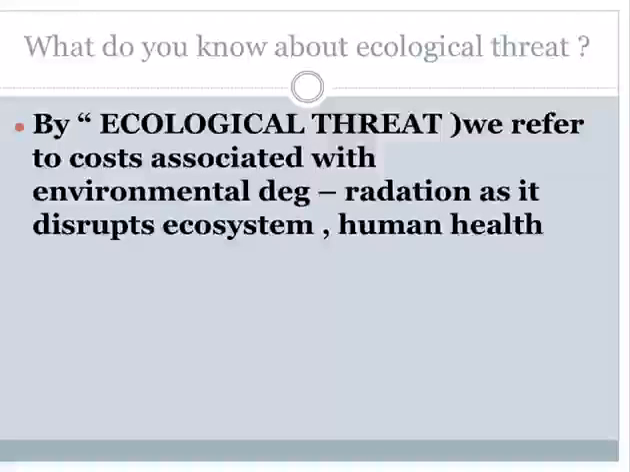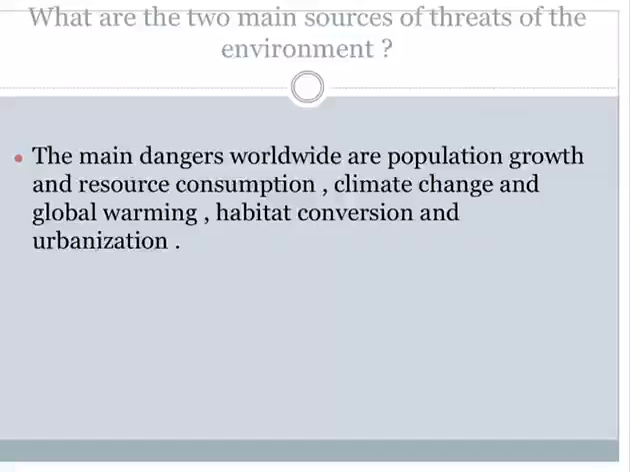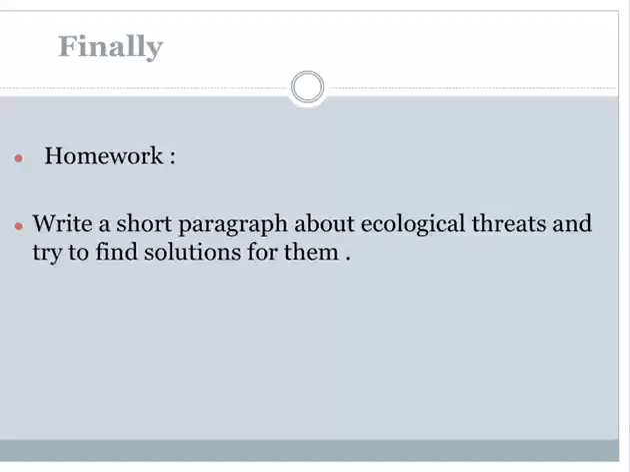Now, what do you know about ecological threat? By ecological threat, we refer to costs associated with environmental degradation as it disturbs the ecosystem and human health. What are the main sources of threats to the environment? The main dangers worldwide are population growth and resource consumption, climate change and global warming, and also we have habitat conversion and urbanization.